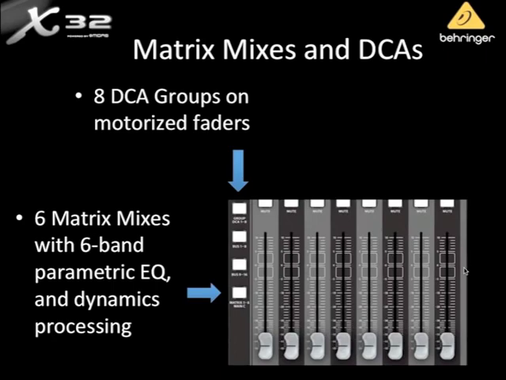you have an overflow room at a house of worship service. Maybe it's a big service and you had to put a speaker out in the lobby where you have chairs set up. You can create a matrix mix really quickly, and you can process that with the 6-band parametric EQ and the dynamics, just like a mix bus.